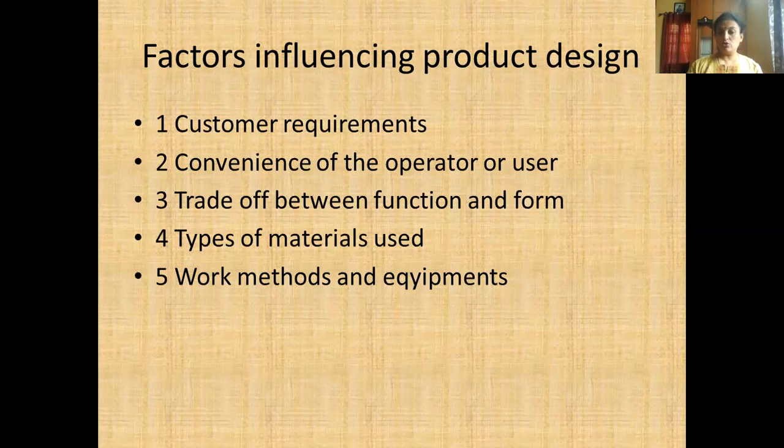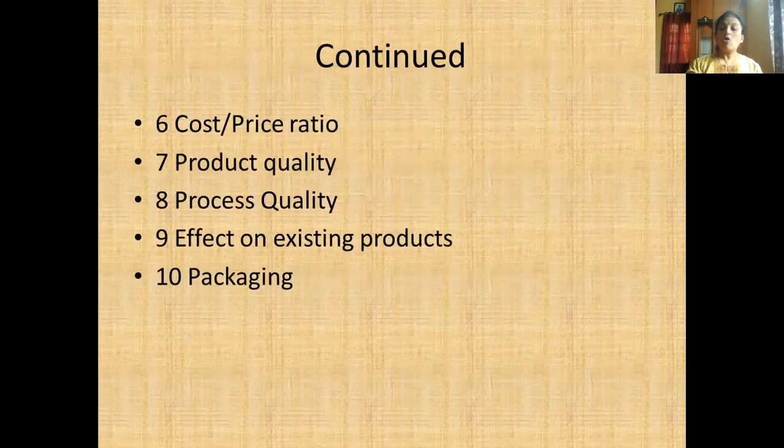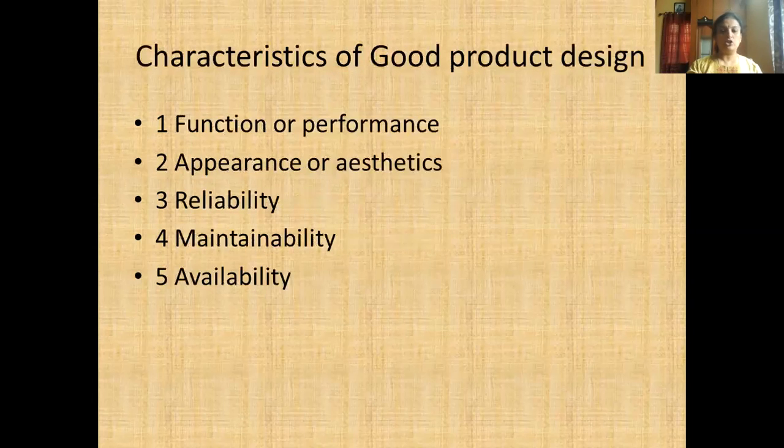Types of materials used are also an important factor. Work methods and equipment. Cost or price ratio we have to think about. Product quality is important. Process quality is also important. Effect on existing products and packaging.